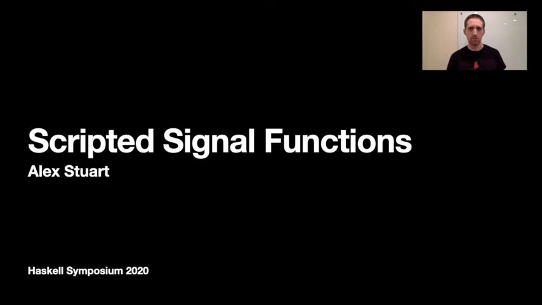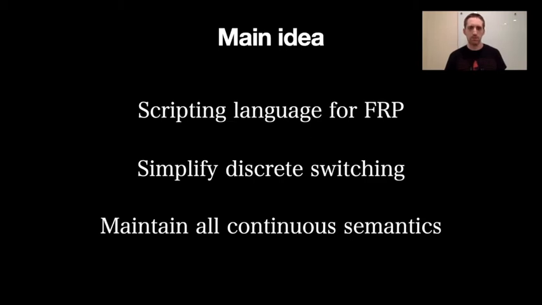I'm going to talk to you about functional reactive programming and specifically a useful interface to one of its most important features. These are techniques that arose repeatedly in my use of Yampa in game programming specifically. The main idea is that we're going to define a scripting language for FRP. What this language is going to do is simplify discrete switching. At the same time, it's going to maintain all of the continuous semantics. What we're going to end up with is an imperative style scripting interface that retains the notion of continuous time.